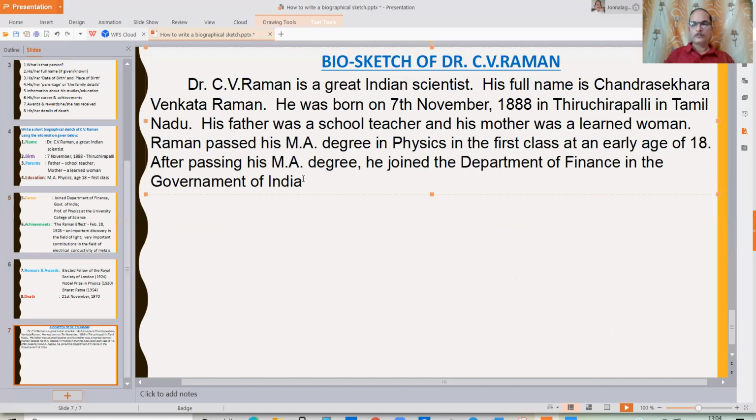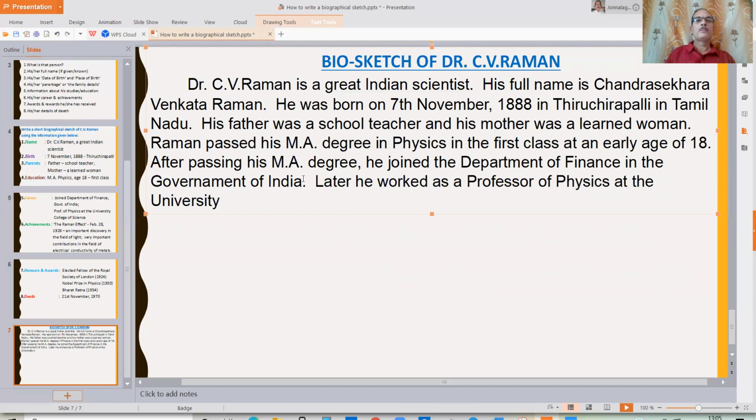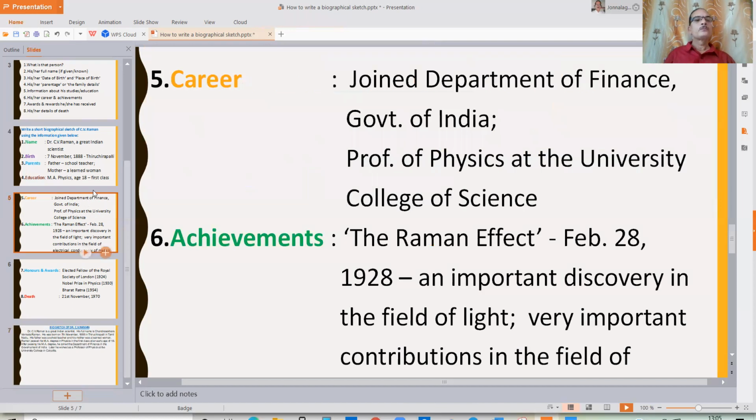So, later, he worked as a professor of physics at the University College in Calcutta. So this is the information about his career. And then what are his achievements?